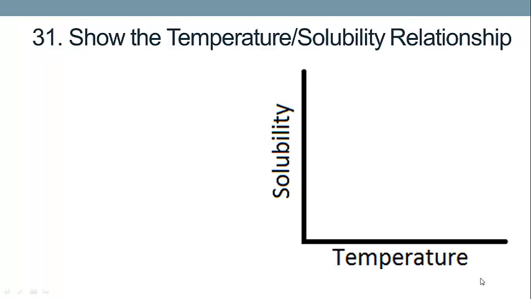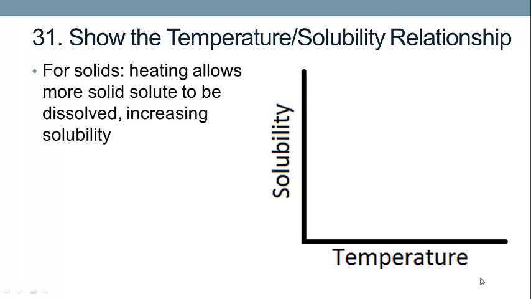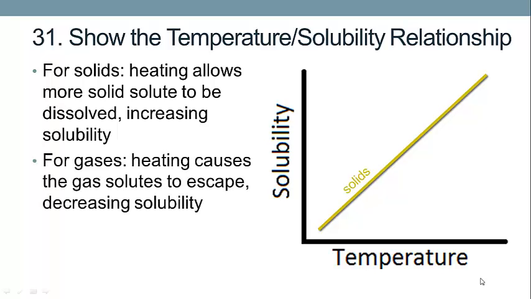Complete the graph to show the relationship between temperature and solubility in a liquid for a typical solid. So for solids, heating is going to allow more of the solid solute to be dissolved, increasing the solubility. So think of whenever you try to dissolve sugar into tea. It's going to dissolve a lot better in warm tea than in cold tea. For gases, however, we see the opposite relationship. So for gases, heating causes the gas solutes to escape, decreasing the solubility of the gas.